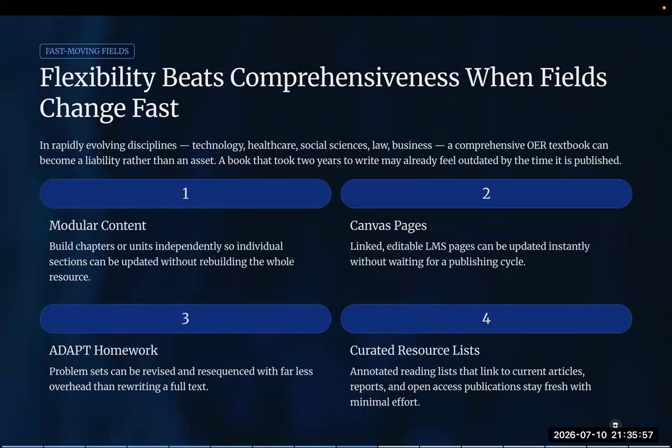So for some fields, such as the health sciences, modular content where you have Canvas pages that just link out could be more helpful. Then you have the hard STEM where you have a lot of repetition that's necessary in order to drill in certain practice. That might be best with an ADAPT homework system where you can get a lot of that repetition and practice. Sometimes it's actually just curated resources that are linked out to third parties. Sometimes that's actually the best model. There is no one size fits all.